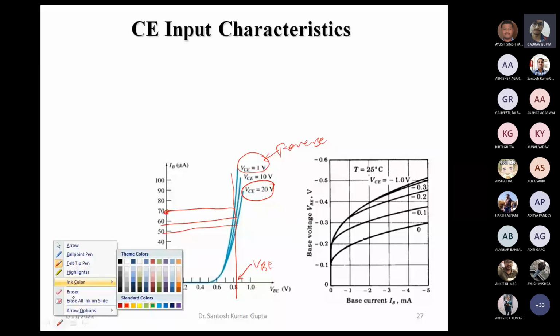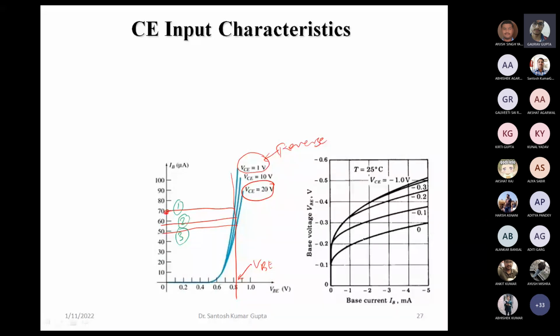So let us call this 1, 2, and 3. Okay, so VCE1, 2, 3. So why is it so? IB1 is greater than IB2 is greater than IB3.